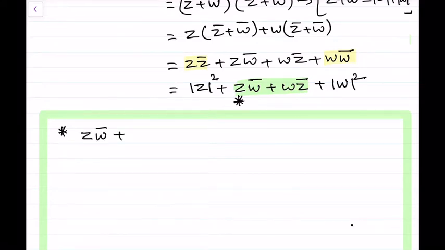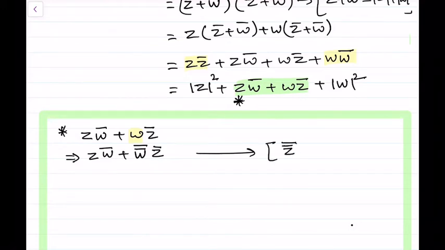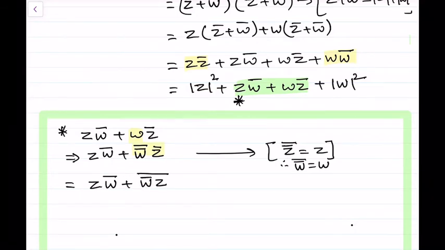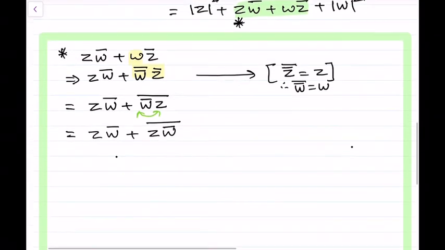Now let's take the middle part and try to solve it, and that is Z times conjugate of W plus W times conjugate of Z. Then we can write W as conjugate of conjugate W, because of the identity conjugate of conjugate Z is equal to Z. Similarly, conjugate of conjugate W is equal to W. Now conjugate of conjugate W times conjugate of Z can be written as conjugate of conjugate W times Z. Now we can just switch the sides for conjugate of W and Z. Then we will get Z times conjugate of W plus conjugate of Z times conjugate of W.